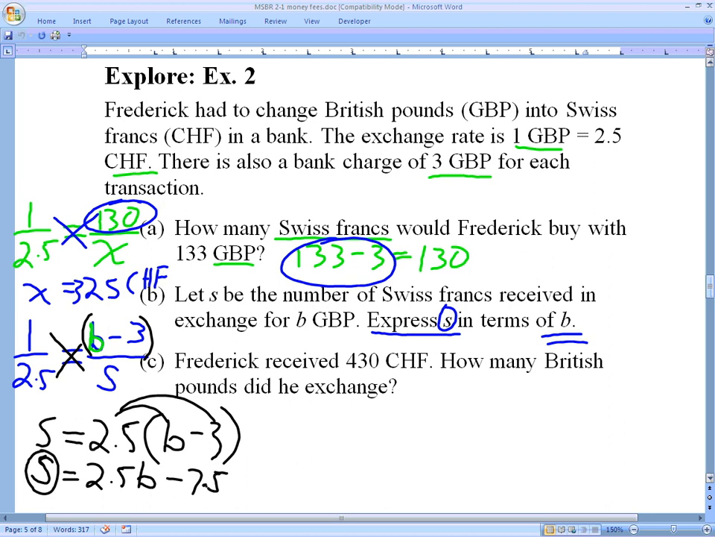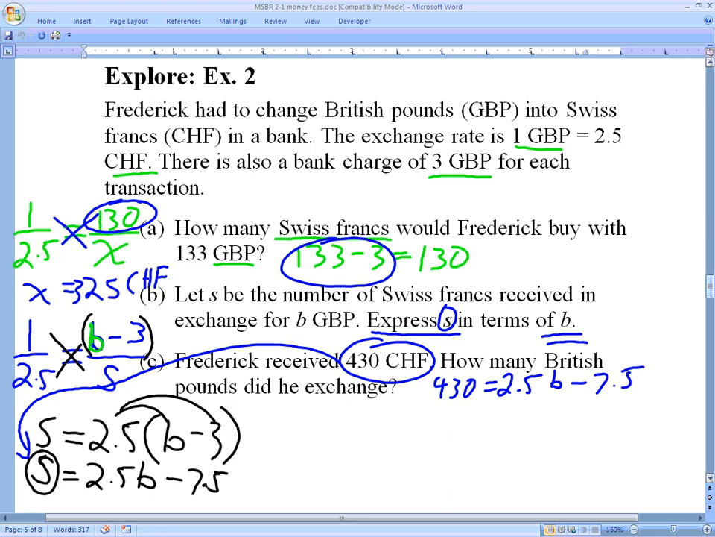Finally, part C, Frederick received 430 Swiss francs. How many British pounds did he exchange? Well, now we can use our formula that we just wrote to work backwards using a little bit of algebra. So we have 430 Swiss francs, so that's going to go in place of our S right here. So I put in 430 equals 2.5 times my number of British pounds that I started with, B, minus 7.5.